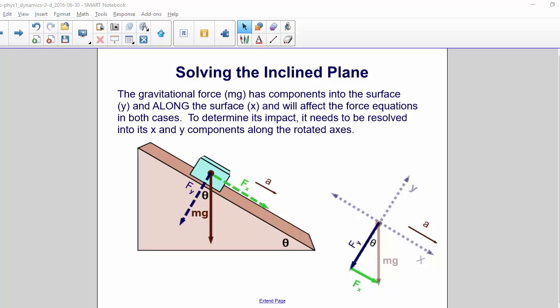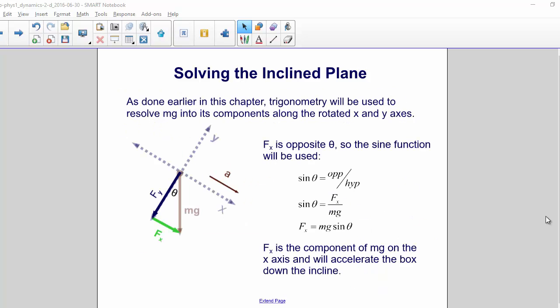The gravitational force has components into the surface and along the surface, and it will affect the force equations in both cases. So we will need to resolve it into its x and y components along the rotated axes. Like we did earlier in dynamics, we're going to have to resolve this into components and use sine and cosine.